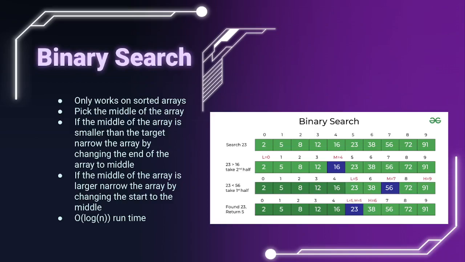So using this logic, let's say in this list we're looking for a certain number. Let's say we're looking for 38. So we get the middle element in the array, and we see it's 16. So we know 38 is greater than 16.